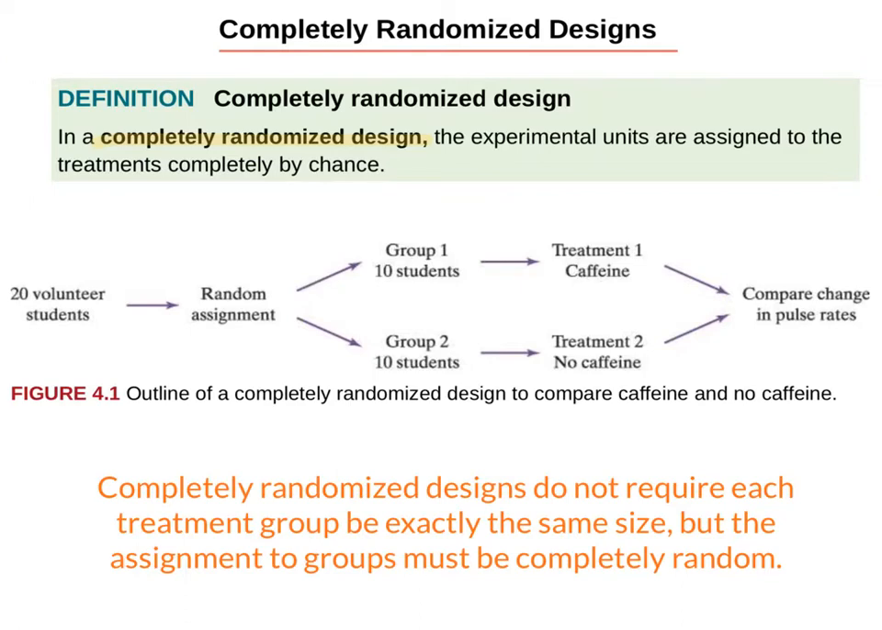Something else to note is that completely randomized designs do not require each treatment group to be exactly the same, so you don't have to have 10 students here and 10 students here, but the assignment to groups must be completely random. And of course, having an equal number is preferable, but not necessary in completely randomized designs.